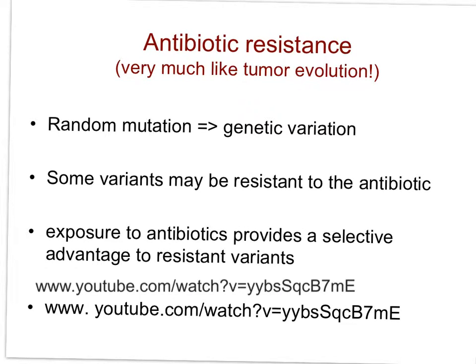Antibiotic resistance, just like in terms of evolution, which we learned about a long time ago, bacteria evolve. Some individuals have maybe some mild resistance to an antibiotic, whereas all the other ones get killed by it. It makes up the next generation population.